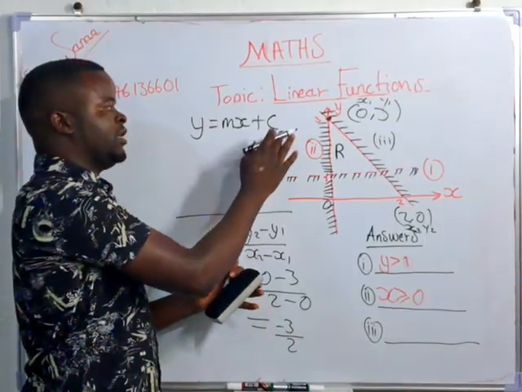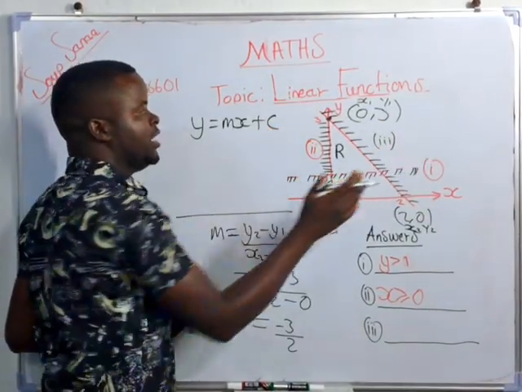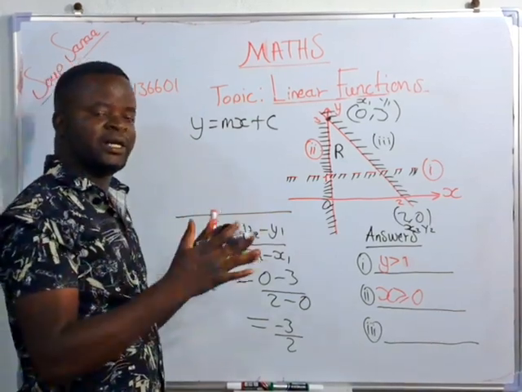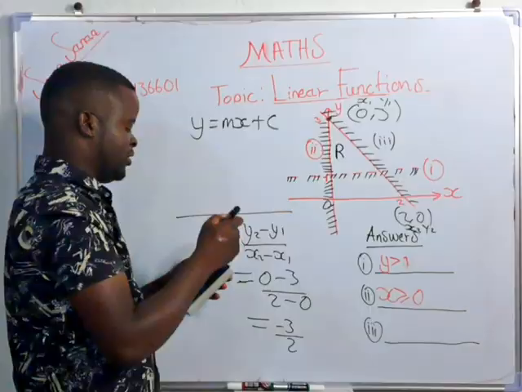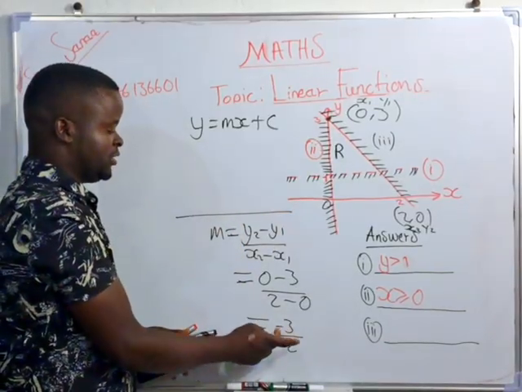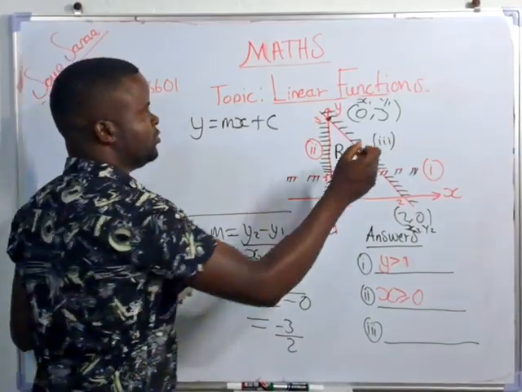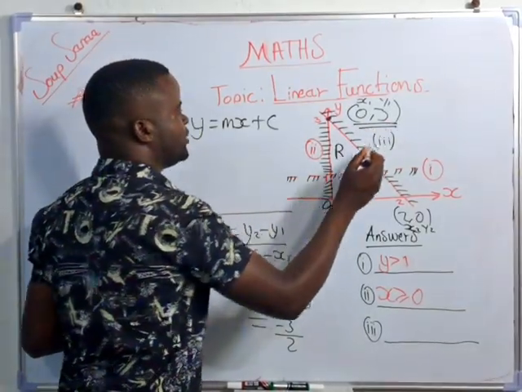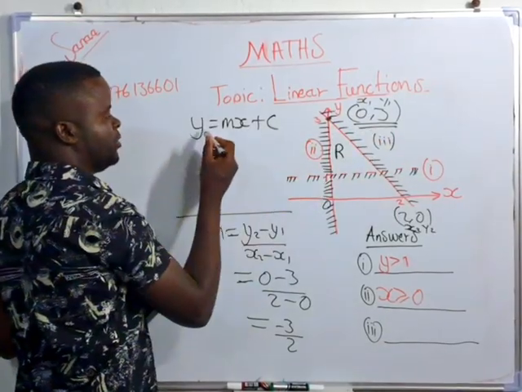Now, for us to find the value of constant c, we need to pick from these two pairs of coordinates, a pair which has at least the x coordinate as 0, so that we are going to find the value of c as quickly as possible. So the gradient, we have it, is negative 3 over 2. So let's consider picking this pair of coordinates, so that the x coordinate will be 0 and the y coordinate is going to be a positive 3.